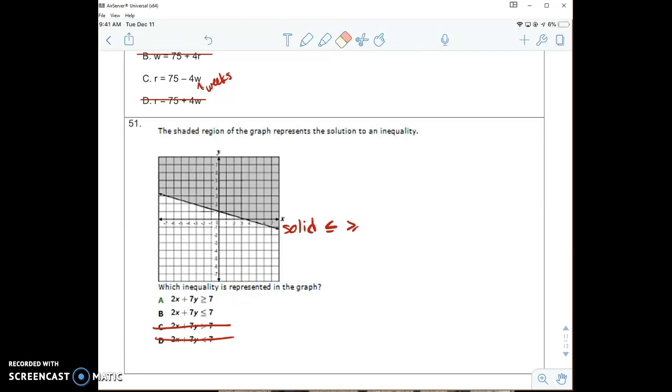I am going to test the point 0, 0. I notice 0, 0 is not shaded, so that means when I test, I need to get a false statement. 0, 0 is not in the solution. So for A, 2 times 0 plus 7 times 0 is greater than or equal to 7. Or in other words, 0 is greater than or equal to 7. This is a false statement, so far A is looking good because we need false because 0 is not shaded.